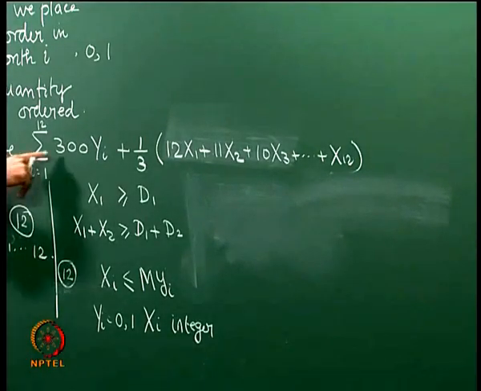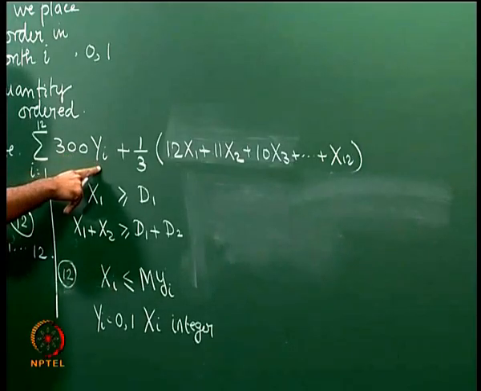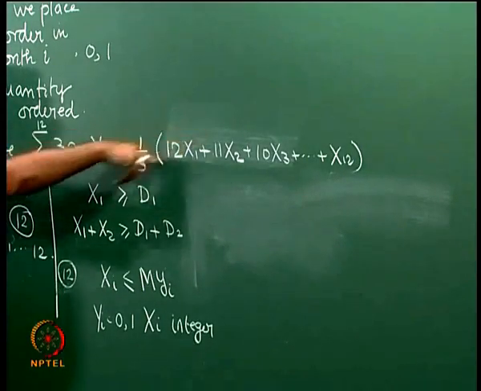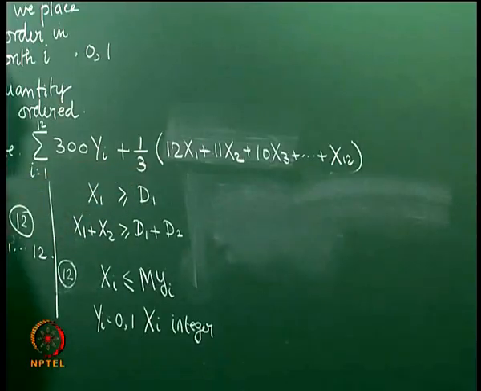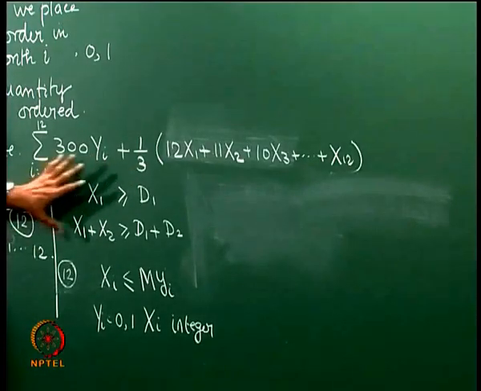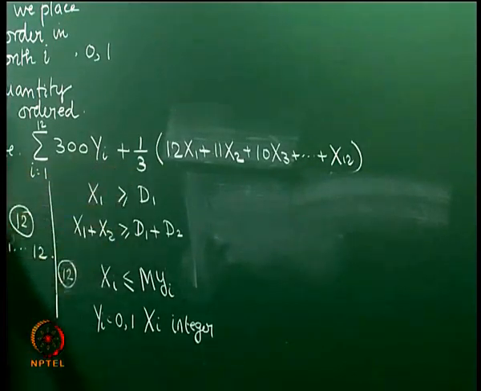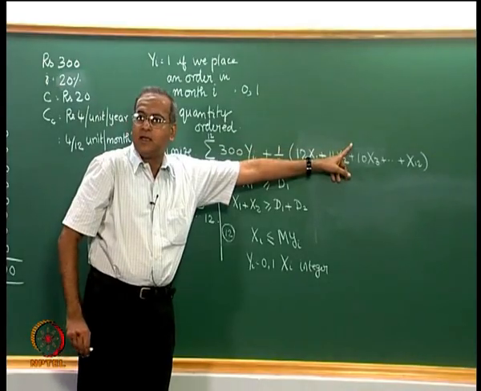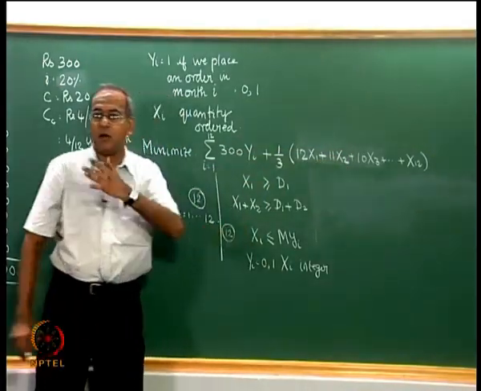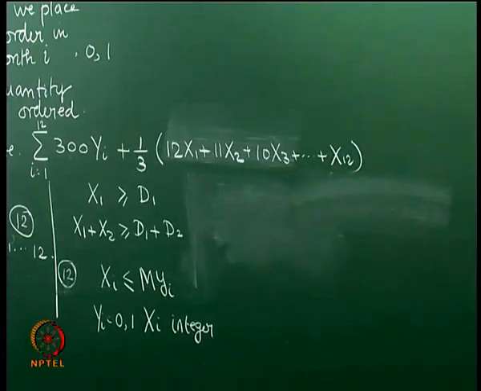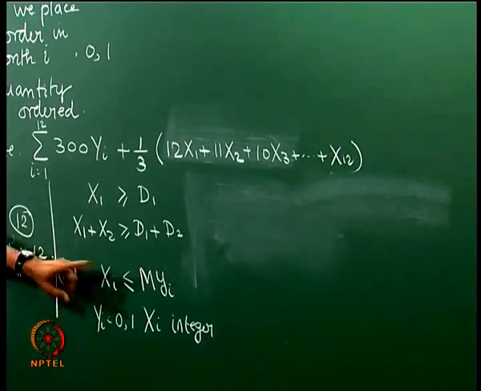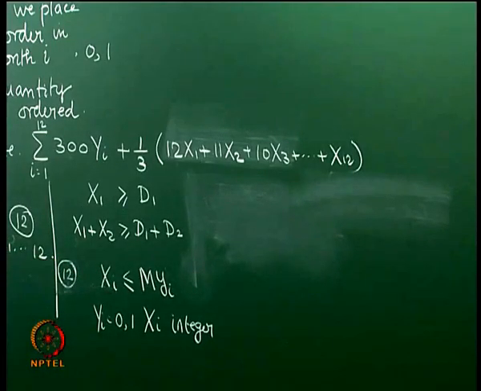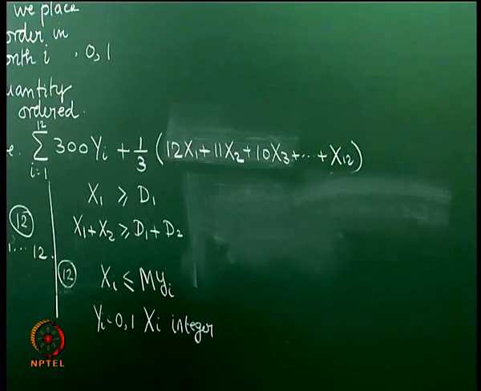So, there are 12 terms here, 300 into y1 plus y2 up to y12, plus other terms that represent the inventory holding cost. There are 12 constraints representing the demand, so that the demand in every period is met. There is no shortage, therefore no shortage cost is added in the objective function. This model does not allow shortage or back ordering, plus of course the linking constraints between x and y. So, when we solve this optimally, we will get a solution which is this.